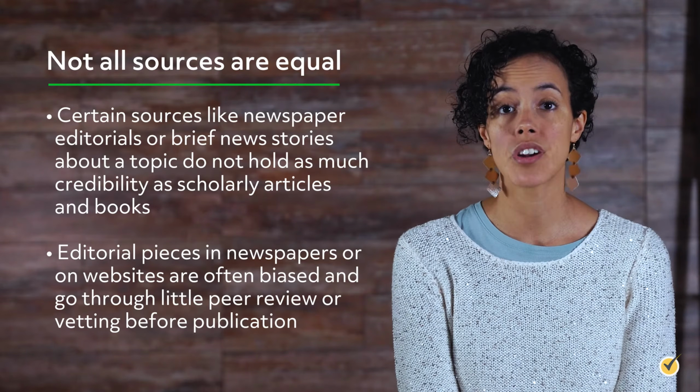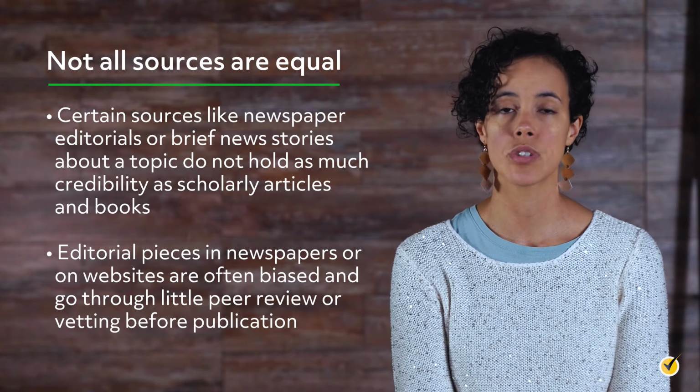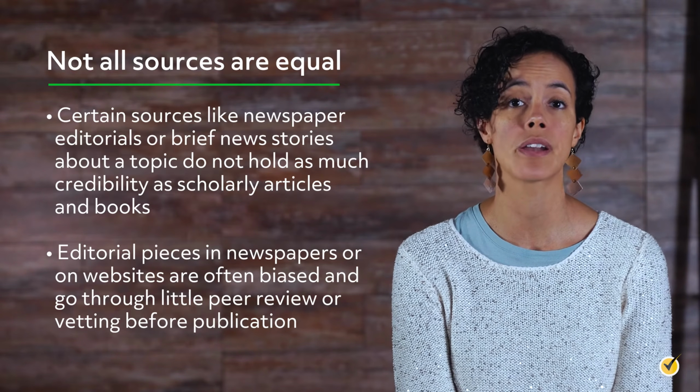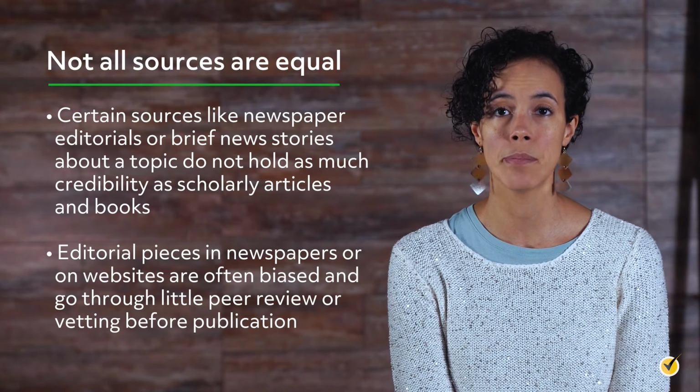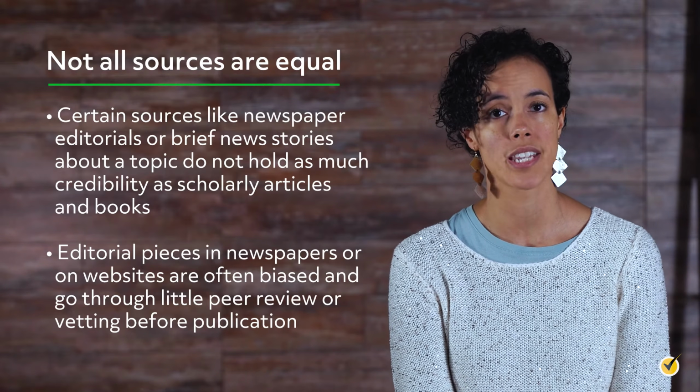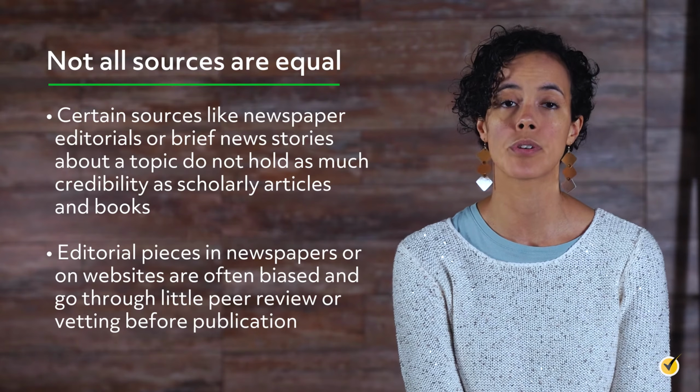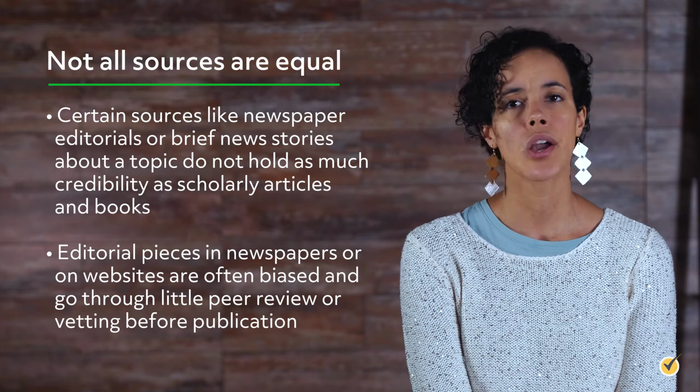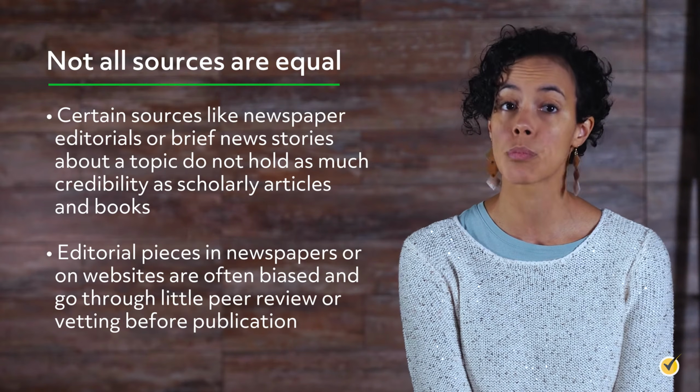Remember that not all sources are equal. Certain sources, like newspaper editorials or brief news stories about a topic, do not hold as much credibility as scholarly articles and books. First, editorial pieces in newspapers or on websites are often biased and go through little peer review or vetting before publication. Writers of such pieces often have a political axe to grind, or perhaps worse, are themselves misinformed about the topic. Newspaper articles, though useful in some cases, usually offer only a very shallow reading of an event or topic, which doesn't allow you to get all of the necessary information.